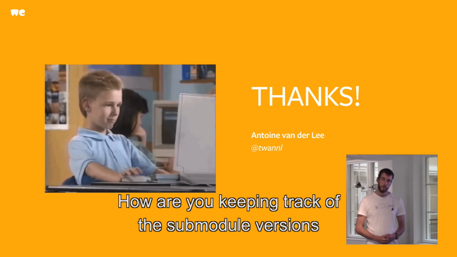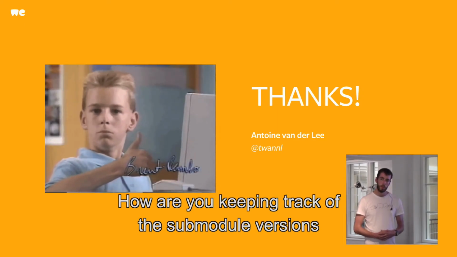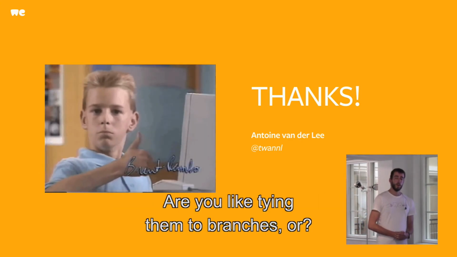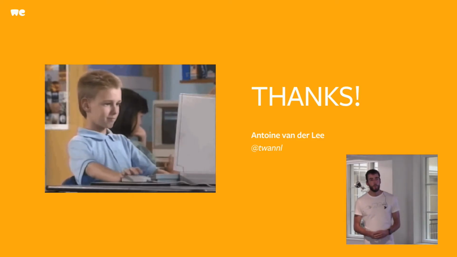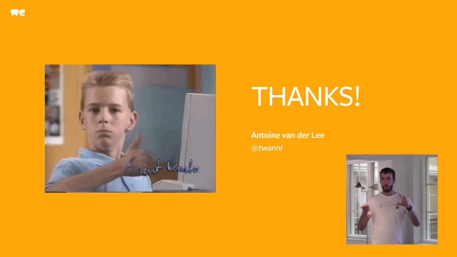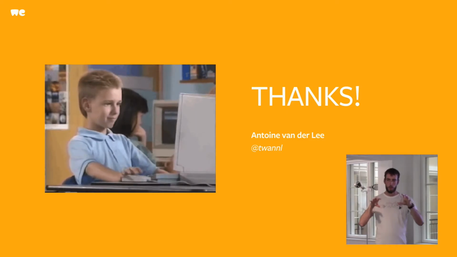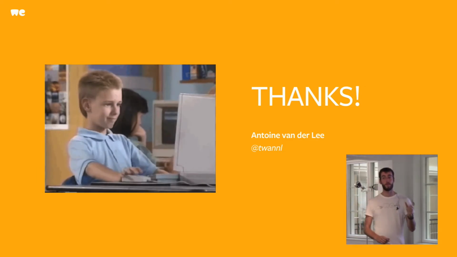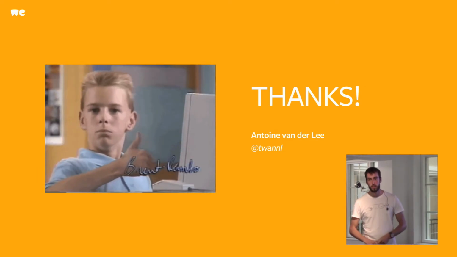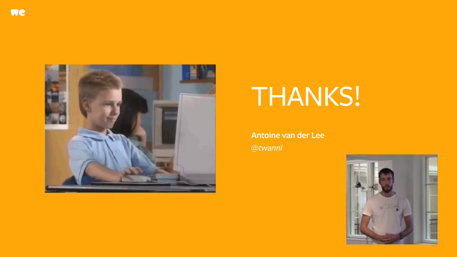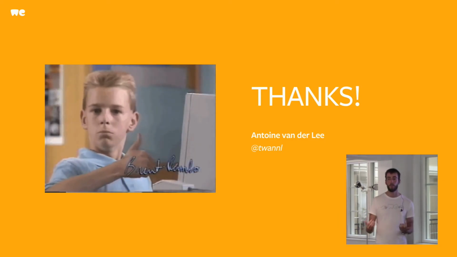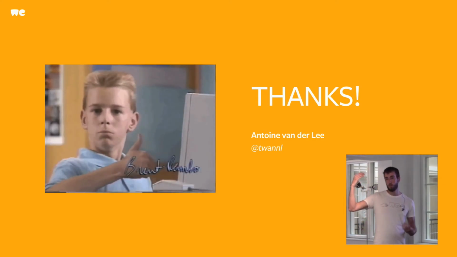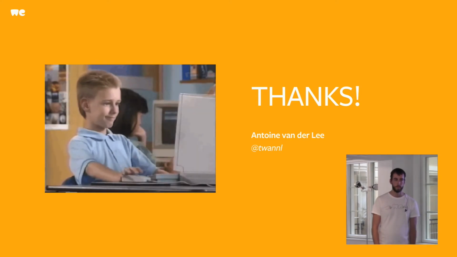How are you keeping track of the submodule versions between your different branches on the main product? Are you tying them to branches? Well, we've got mainly changes in Coyote and Rabbit. Those are the two we develop in a lot. And we've got a GitHub label, Rabbit related, which marks that if you merge this one in, then you also have to merge the Rabbit one in. So that's how we deal with that. In the end, we want to do versioning and make a separate PR in Coyote, like this PR implements version 1.2 from Rabbit, for example.